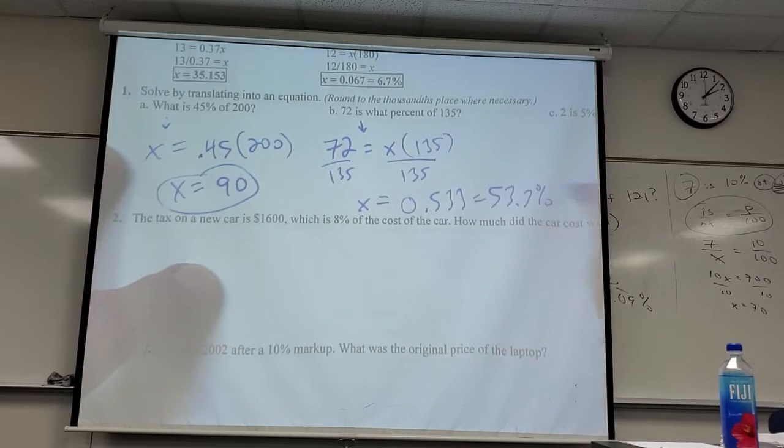I like it. And then for C, you do the same thing. It will be 2 equals 0.05 times X, and then of course you have to divide it, 2 over 0.05, and you get 40. Move the paper over.